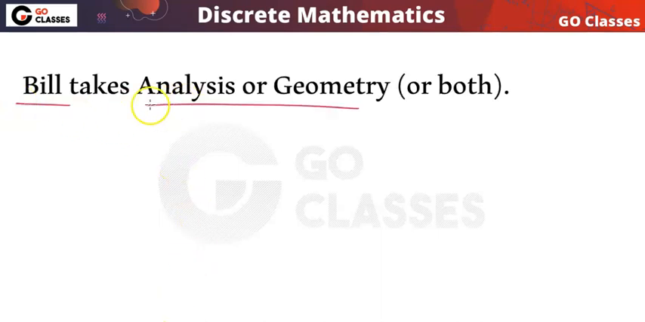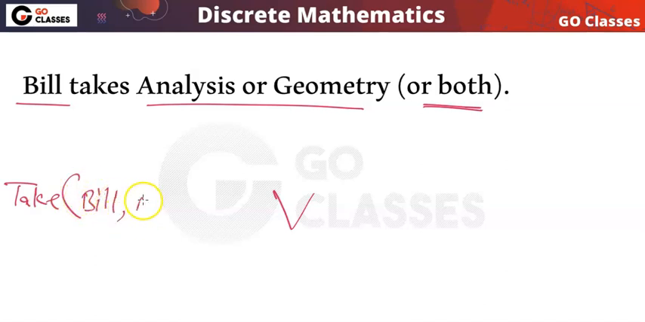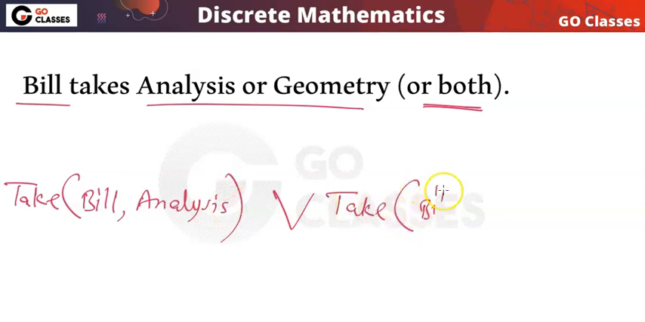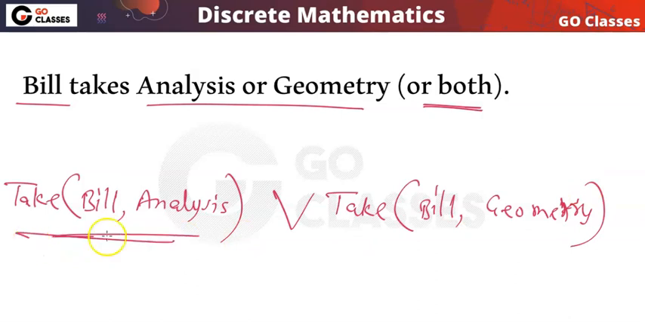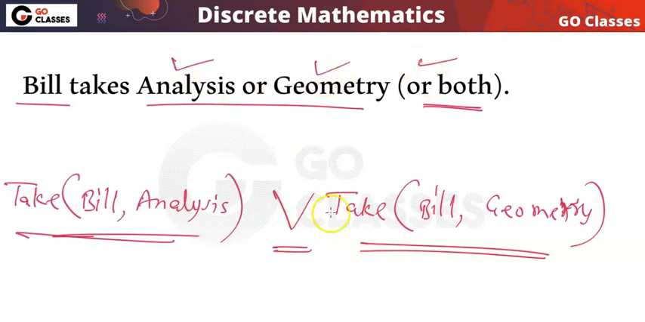Bill takes analysis or geometry or both. This is inclusive or. Remember, this is inclusive or. It means Bill takes analysis or Bill takes geometry. Geometry, correct? So very simple. Bill takes analysis or Bill takes geometry. This is inclusive or. It means takes analysis or geometry or both. So that is the reason we are using this inclusive or.